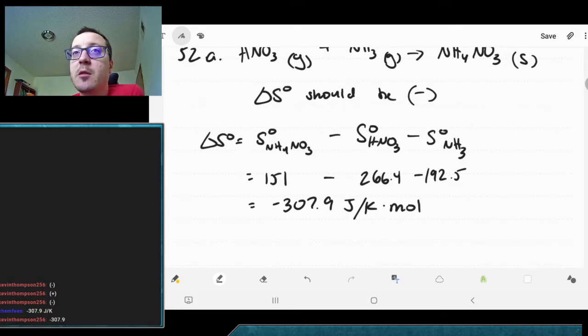Awesome. So we predicted it would be negative because we're reducing the amount of gas. We're making solids out of it, so we were able to get that out. Awesome.